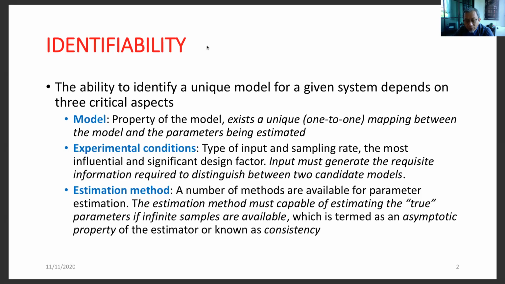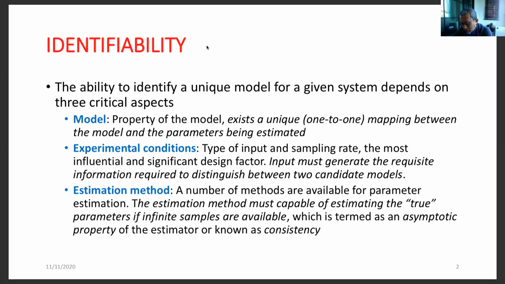Okay, and so to be safe, people choose 1 kilohertz, or in other words, sampling time equal to 1 over sampling frequency, which is equal to 1 millisecond. 1 millisecond in sampling time is equivalent to 1 kilohertz sampling frequency. So the input must be generated to provide the requisite information required to distinguish between the 2 candidate models, which are the real one and the estimated one.